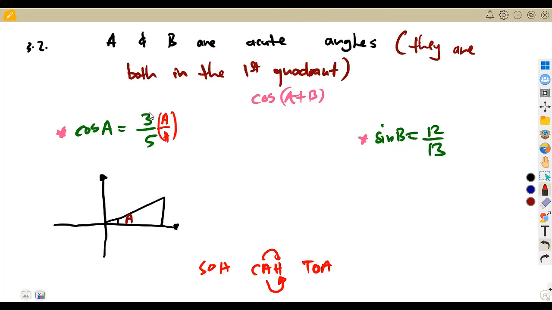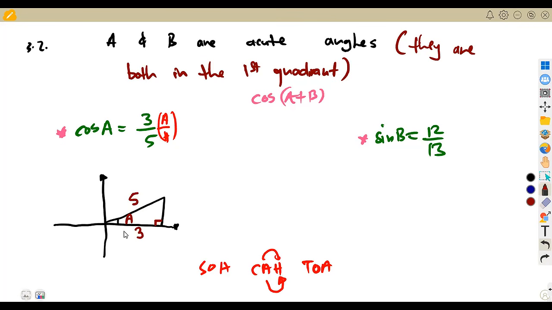So if it indicates the adjacent over the hypotenuse, we are going to name the sides according to A. Which one is the adjacent according to A? Remember, this will be 90 degrees here. So the adjacent is this side of 3. And the hypotenuse, the one opposite the 90 degrees, the one that faces the 90 degrees, is 5. All right, so that's it.